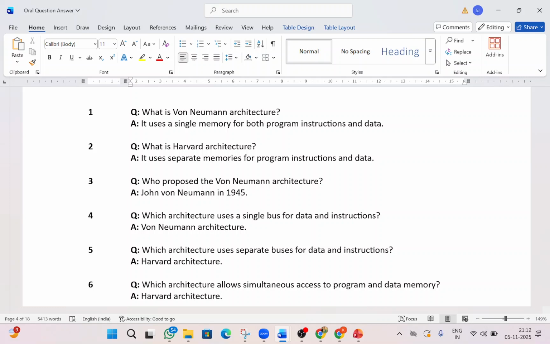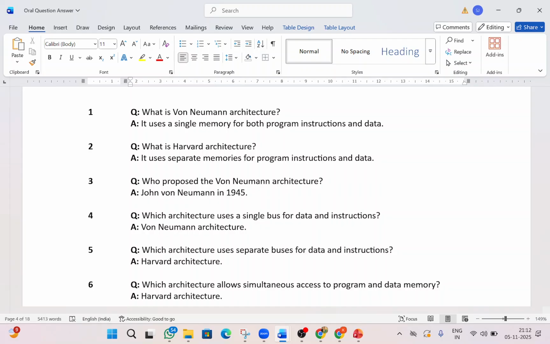Question number 3. Who proposed the von Neumann architecture? John von Neumann proposed the von Neumann architecture in 1945. He was the first to describe the stored program concept, where both data and instructions are in the same memory. Okay. Question number 4. Which architecture uses a single bus for data and instructions?